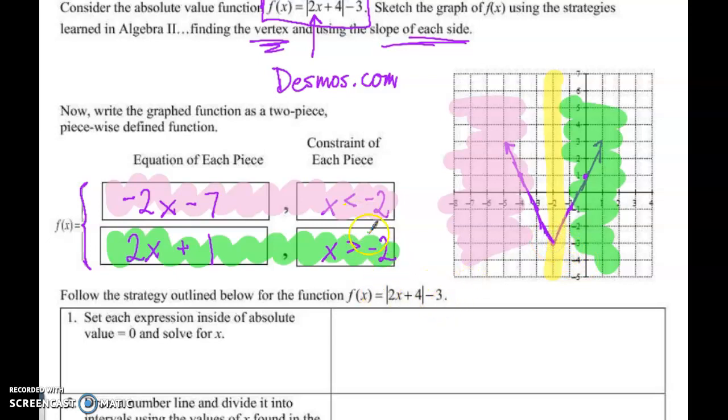And I've seen math teachers put an equal to on both of them, but I think that's a bad habit to be in. Just choose one of them, because no matter what -2 you plug in for x, you get the same value. Like this is 4 minus 7 is negative 3. If you plugged it in here, you'd have negative 4 plus 1, which is still negative 3. So just choose one of these constraints and put an equal to on it, and then you should be fine.